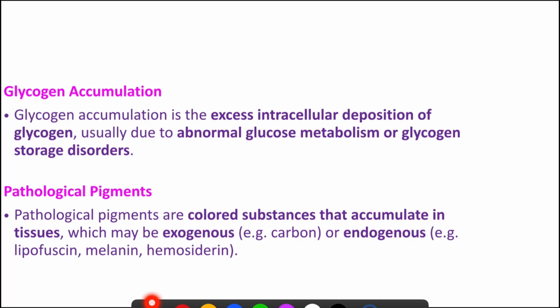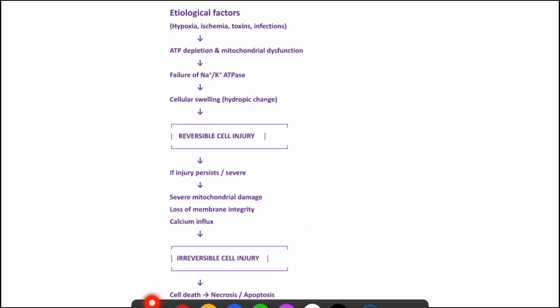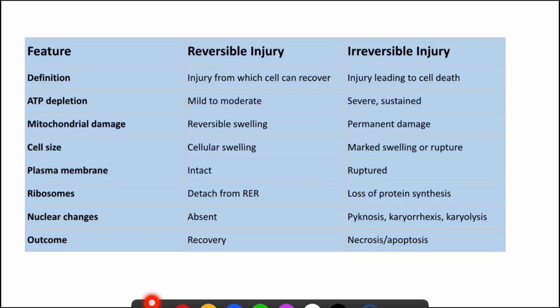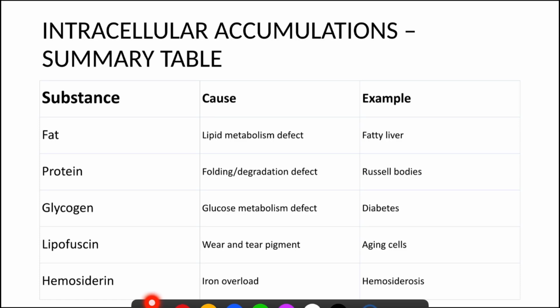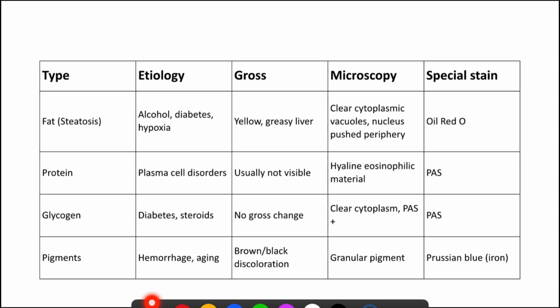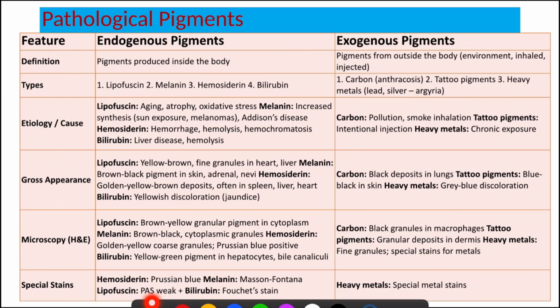cell injury, where this is glycogen accumulation, pathological pigments, and the etiological factors for reversible and irreversible cell injury in the form of a flow chart. These are some tables where you have to remember the morphology as well as the definition. Now, what are the different intracellular accumulations, and what are the microscopic and gross features of these accumulations? This is very important.